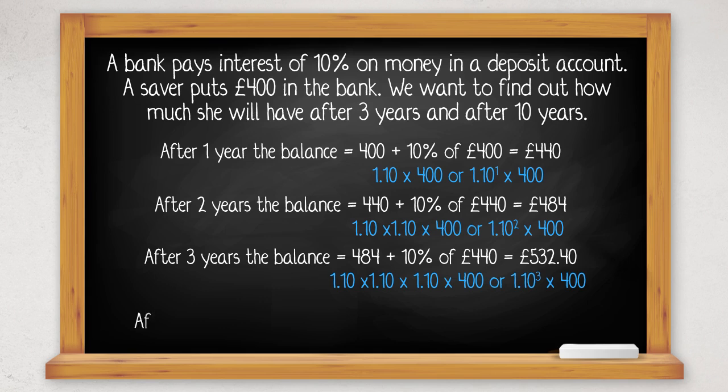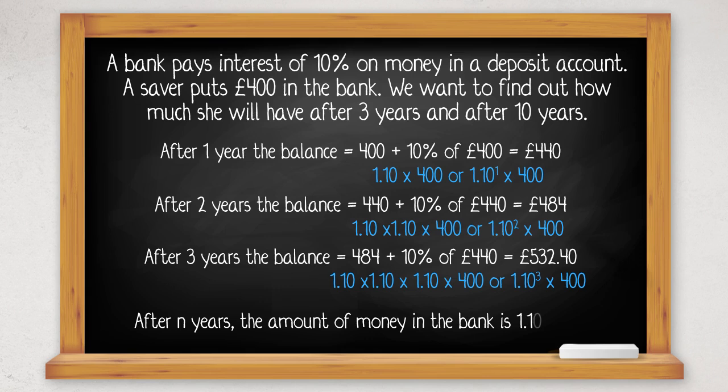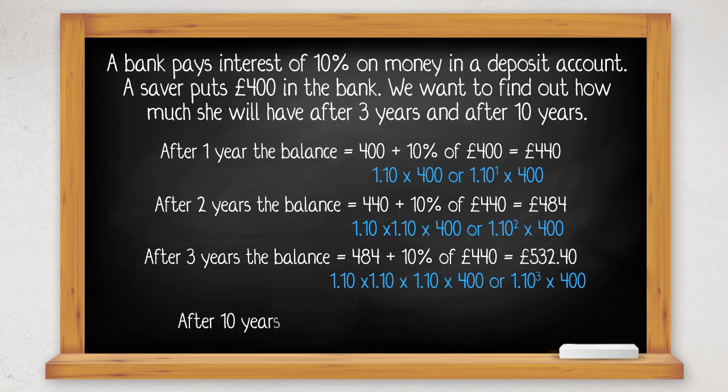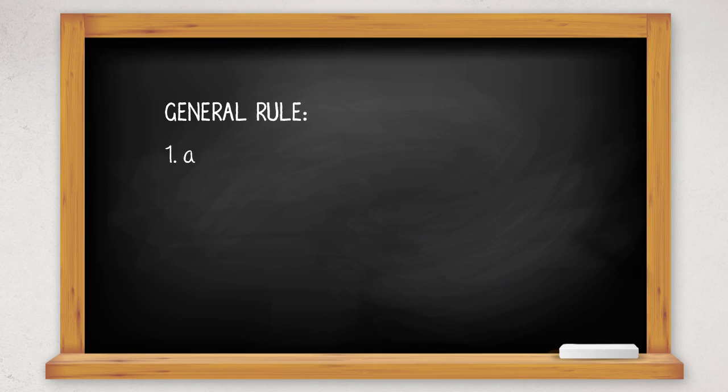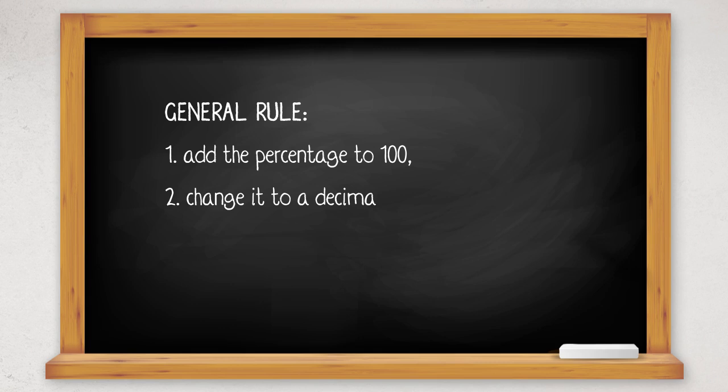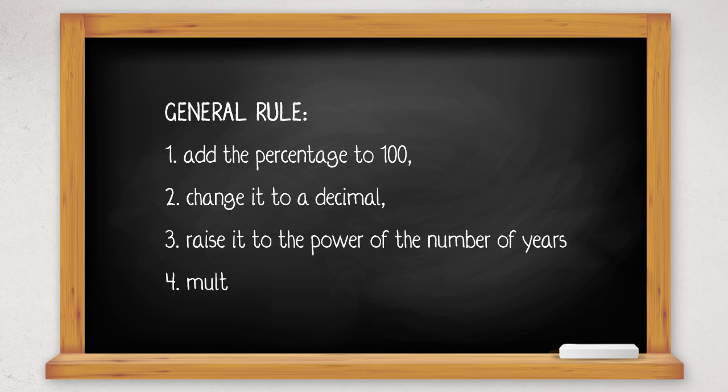So we can say that after n years, the amount of money in the bank is 1.10 to the power of n times 400. So after 10 years, she will have 1.10 to the power of 10 times 400, which equals £1,037.50. So the process is: add the percentage to 100, change it to a decimal, raise it to the power of the number of years, and multiply it by the original quantity.